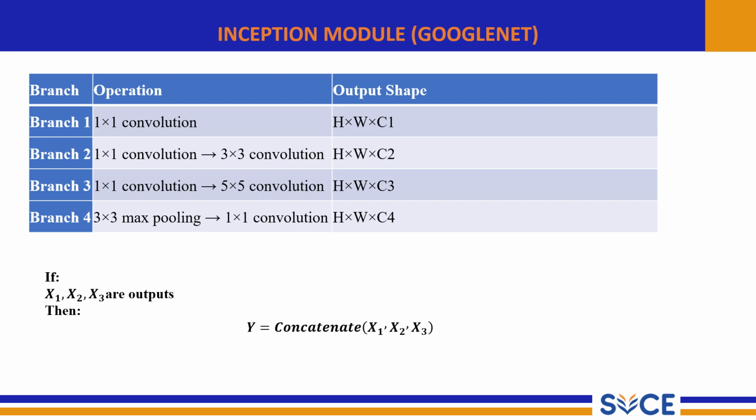Suppose we have three outputs from different branches: x1, x2 and x3. To combine their information, we perform a depth-wise concatenation. Mathematically, this is expressed as y equals concatenate of x1, x2 and x3. This operation joins the feature maps along the channel dimension, creating a single richer representation that captures all the diverse features from the block.